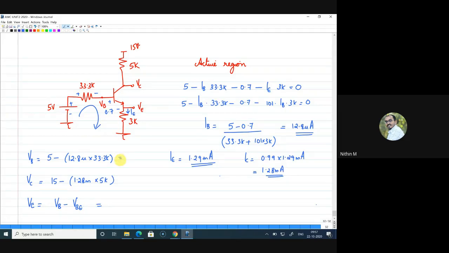If you do that, you will get your VC close to 8.6, your VB close to 4.57, and your VE 3.87. Can you cross check and tell me if there is any difference? Yes, 12.7 micro and 12.8 is all right. So this is how you solve DC problems on BJT.